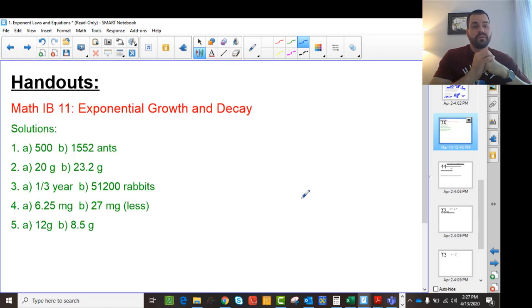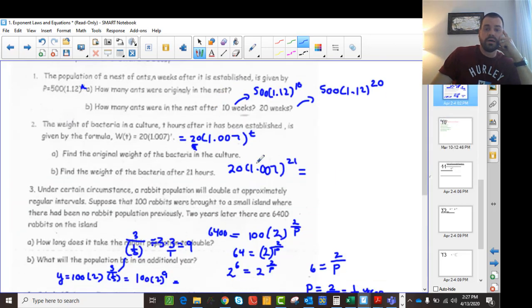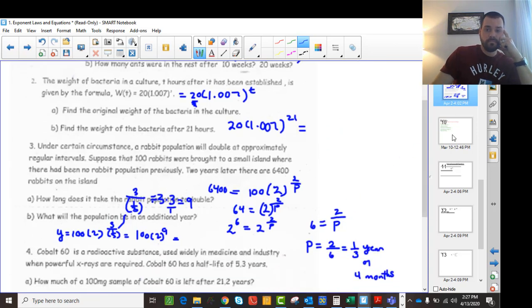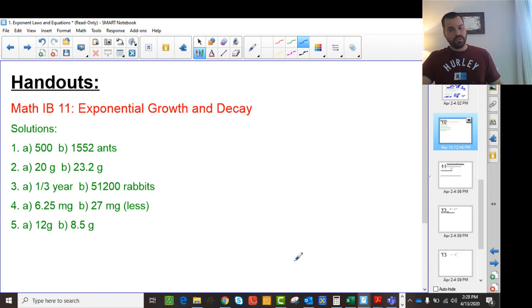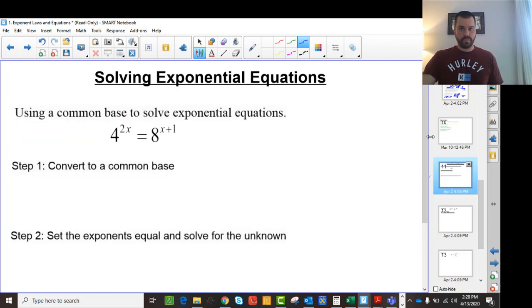And you can look at these solutions. If you look back at these questions, we did a few of them. I didn't go all the way through them, so you can figure out where you went wrong or where you went right. So we've got a third of a year. I did that one, but the rest of them you can sort of find out on your own and see if you did them right. So we'll leave it at that, but that's an example of exponential growth and decay.